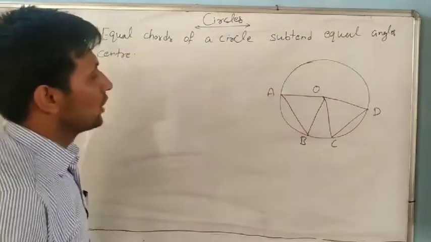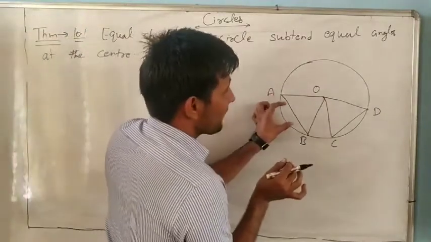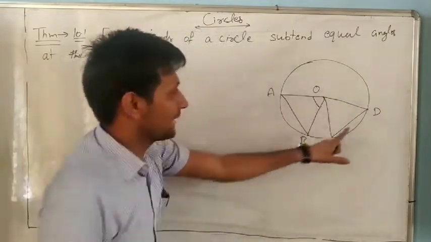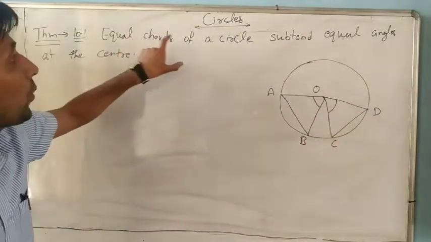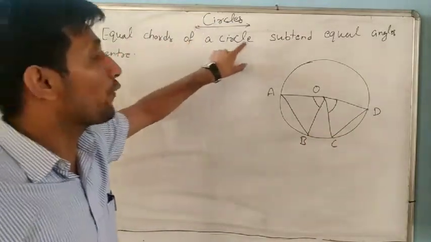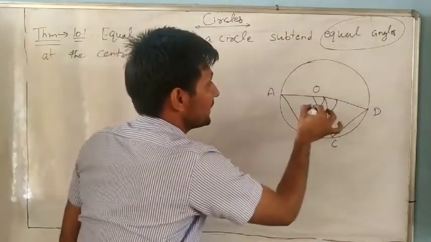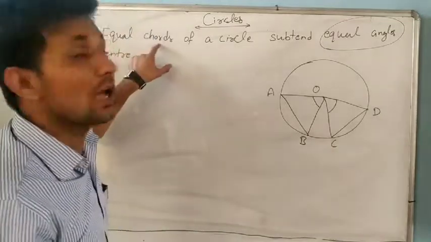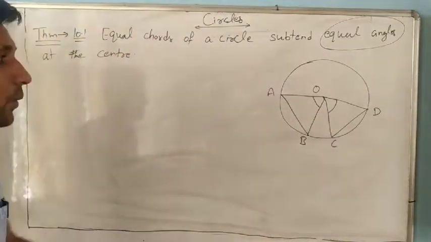Do you understand it? So we have to prove that equal chords of a circle subtend equal angles. The angle made by chord AB is this one angle, and the angle subtended by CD is this one angle. So we have to prove that this angle and this angle are equal if the chords AB and CD are equal.